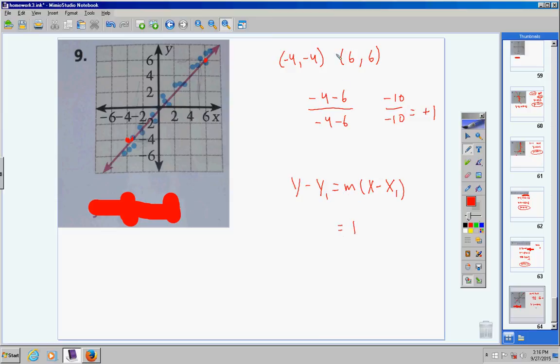Now it doesn't matter which ordered pair you pick, I'm going to use this one here because there's no negative numbers. So y minus a y value, my y value is 6. x minus an x value, my x value is 6. So now we're going to take the 1 and multiply it through. 1 times x is x. 1 times negative 6 is negative 6. Bring the negative 6 over and make it a positive 6. These cancel out, leaving you with y equals x.